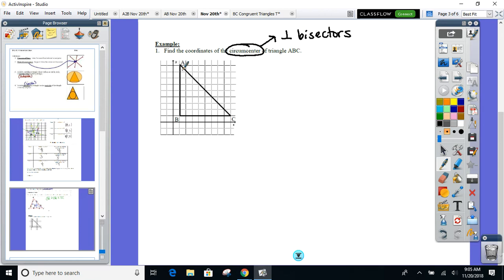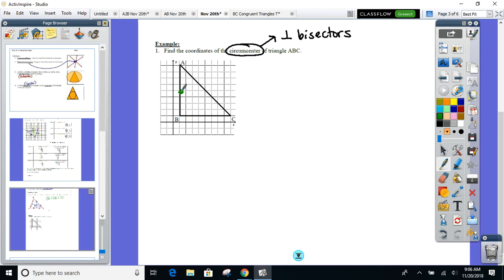In your group right now, find the midpoint of AB. You don't need to use the formula. You can count if you want. Put a little point where the midpoint is right now. So, how long was AB? 8 units long. So the midpoint will be how many units from A or B? 4. All right, perfect. So I'm going to go 1, 2, 3, 4.